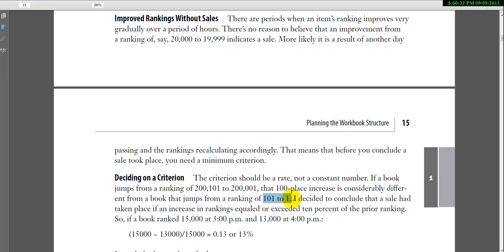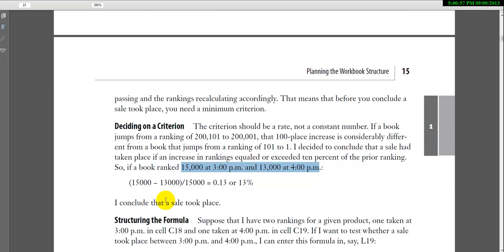I decided to conclude that a sale had taken place. Remember, he's trying to guess whether a sale has taken place if an increase in the rankings equaled or exceeded 10% of the prior ranking. So he's going to use the 10% number. If the ranking increases by 10%, he's going to say a sale took place. So if a book was here at 3 p.m. and then here at 4 p.m., then how much percentage increase was it? It was 15 minus 13 over 15, 13% increase. So he would therefore, in that case, consider that a sale took place.